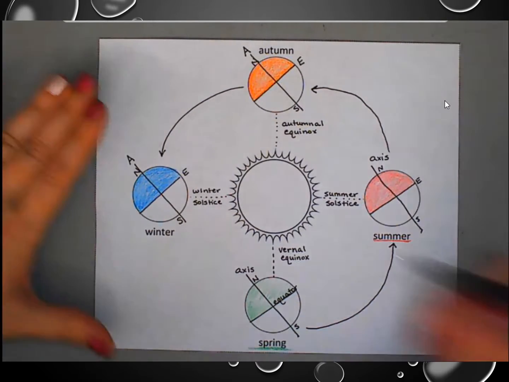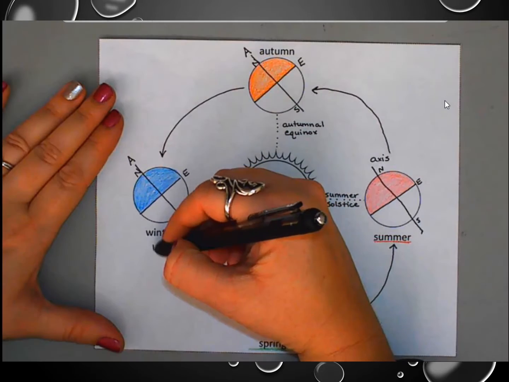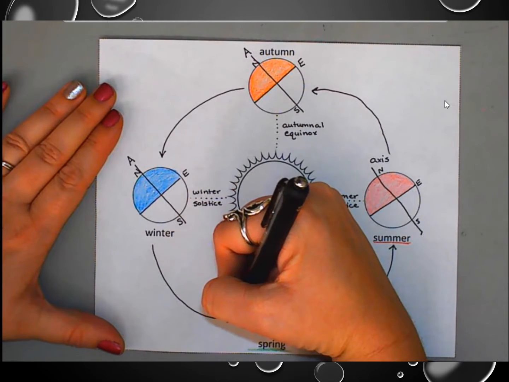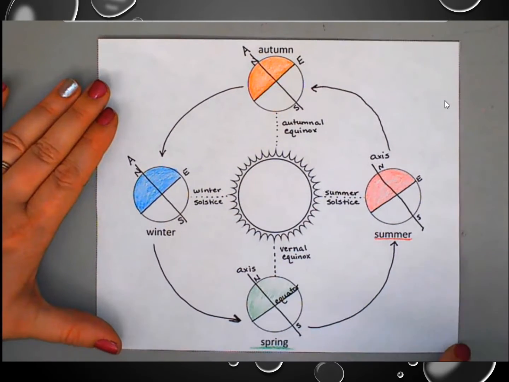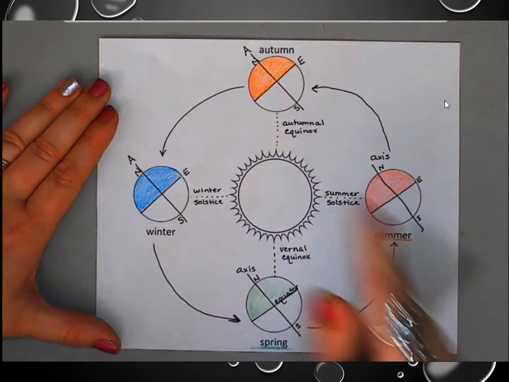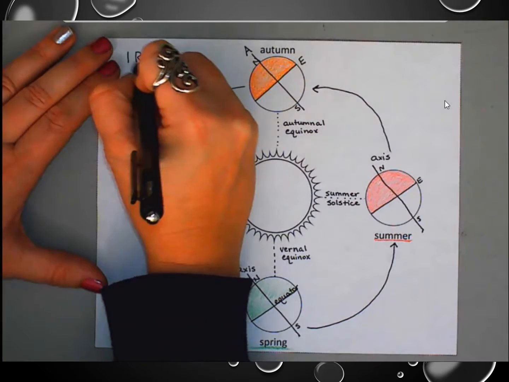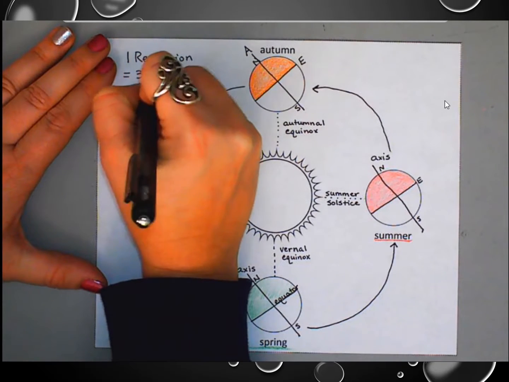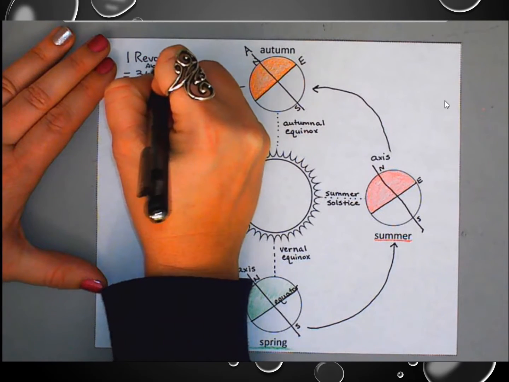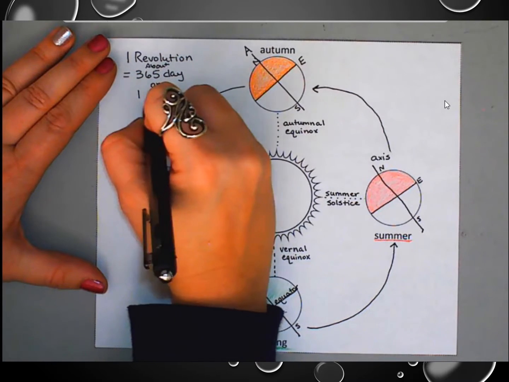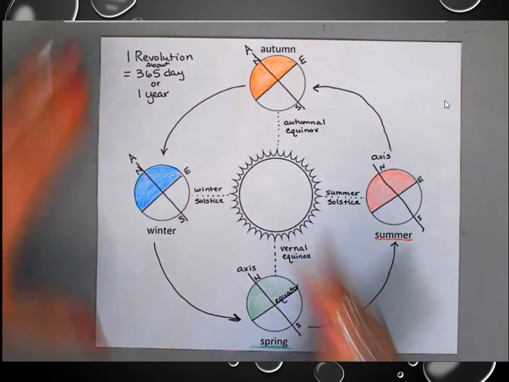Okay, and it's because it's a cycle, it continues on. We're going to make our orbit, make our revolution, continue our year until we get back around to spring. So this whole process of Earth revolving around the sun, okay, that's our one revolution, is about 365 days, or 1 year. And that's when you see all the seasons.